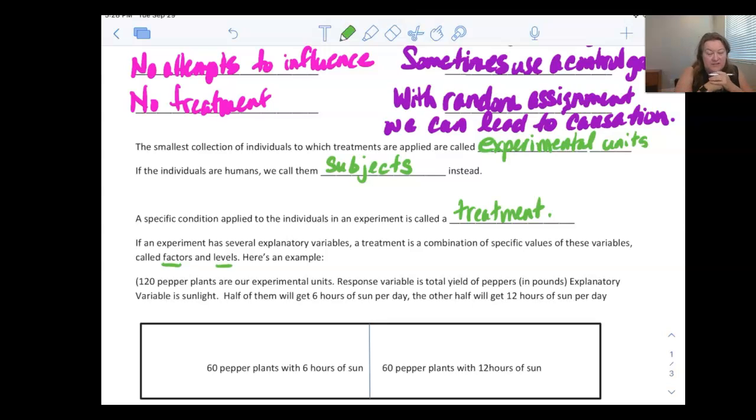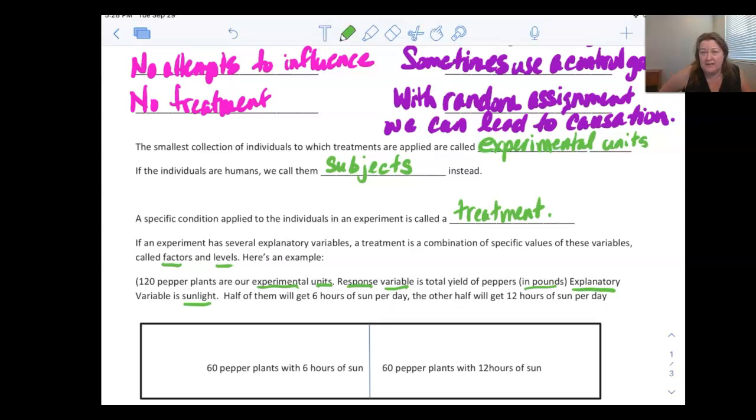And these are a lot of words and a lot of vocabulary in part 1, so we want to give you some examples so you kind of know where these things go. So here is our example. Let's say we had 120 pepper plants. Those are going to be our experimental units, the things we're going to mess with as an evil scientist. Our response variable is what we're going to measure at the end, the X that leads to the Y. So that's going to be the total yield of peppers in pounds that we get out of each one. And then the explanatory variable, we're going to do sunlight. We're going to mess as mad scientists with how much sunlight these plants get.